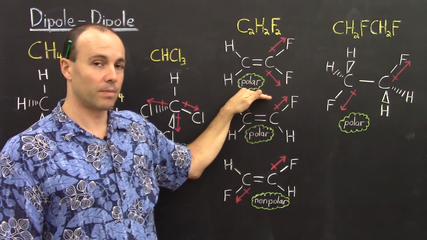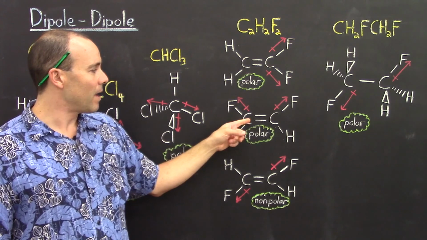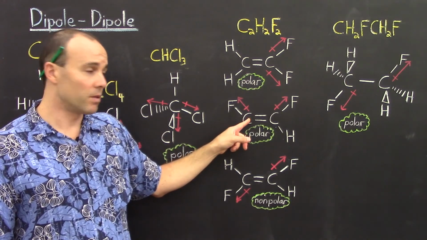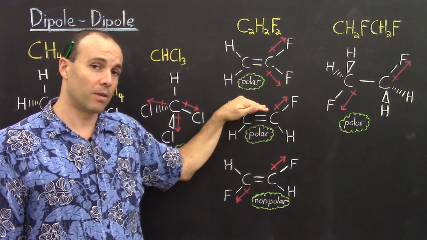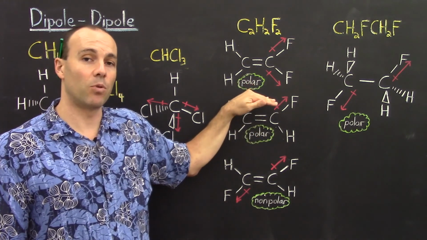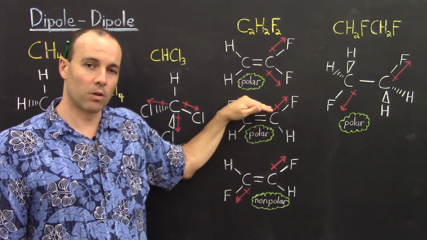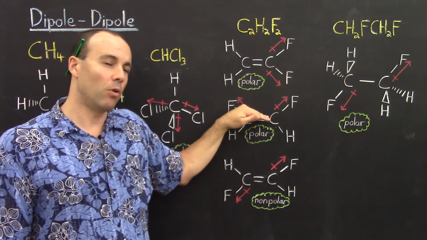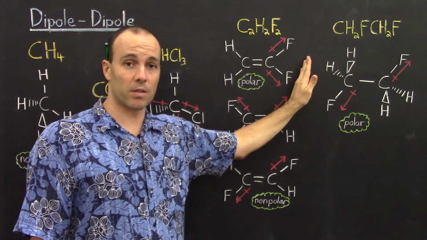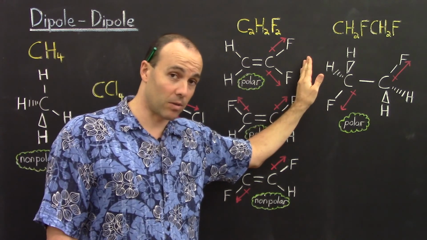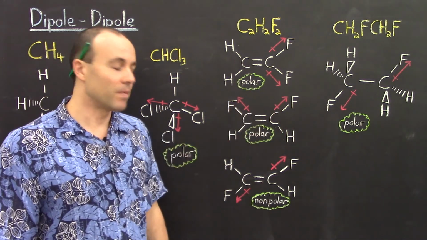So it's polar. The next geometric isomer has a fluorine attached to both of the carbons. However, they're on the same side of the molecule, and the electrons are now pulled towards the side of the molecule. So it's also a polar molecule. The dipole may not be as strong as when the fluorines are pulling towards one end of the molecule. However, they're still pulling to the side, and there is a dipole here. So it's polar.